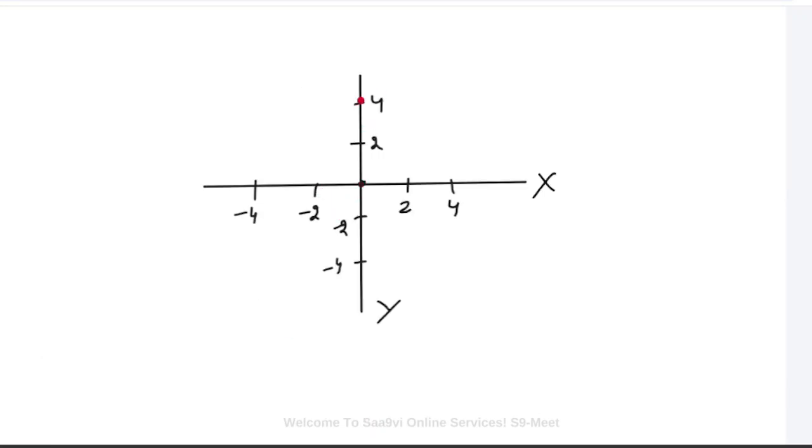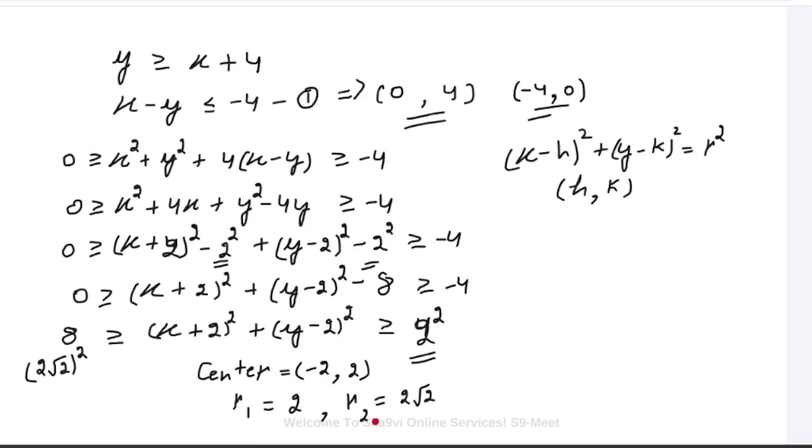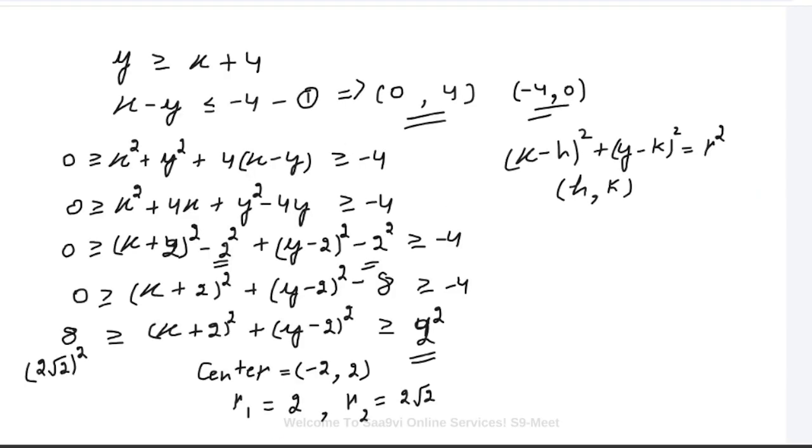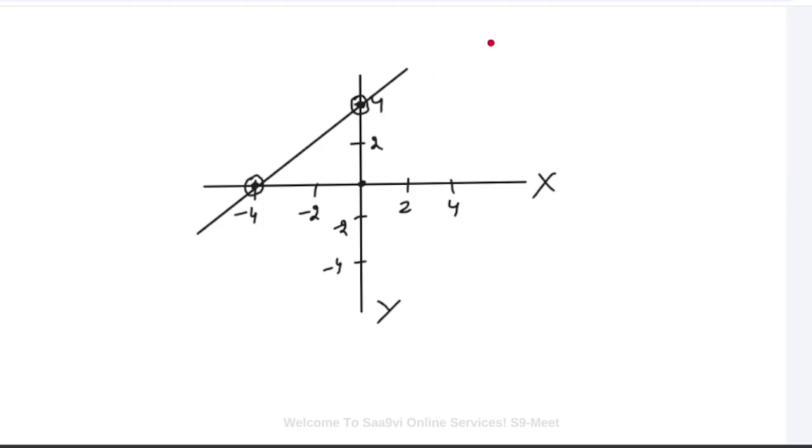X is 0, y is 4, that means the point should be here. This is the point we have. And the second point which we have is (-4, 0). That means x is -4 and y is 0, that is this point. So if I have to draw a line, this is the line for the equation, and the sign says x minus y less than or equal to -4.